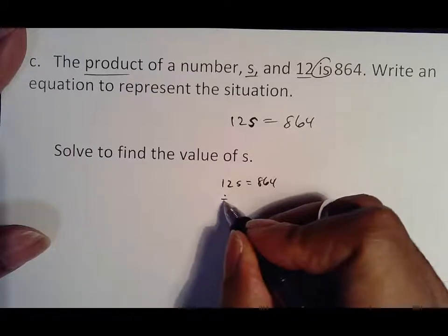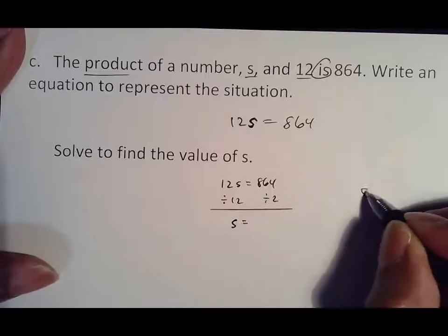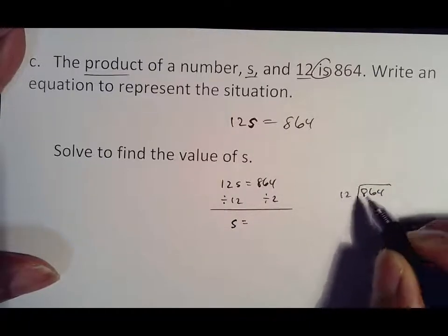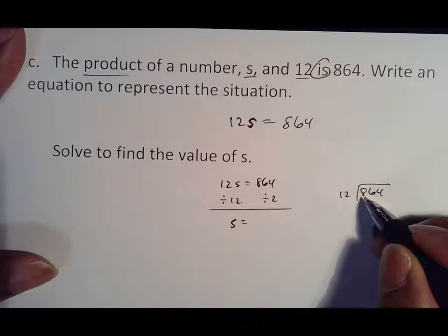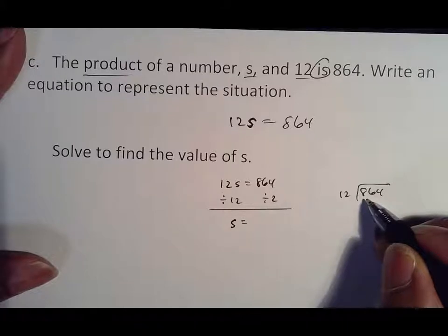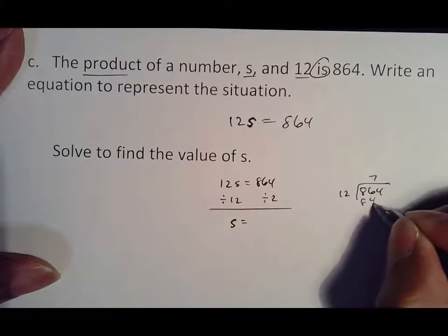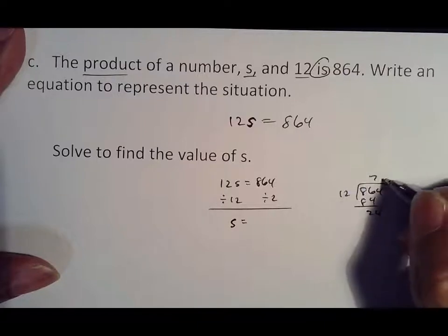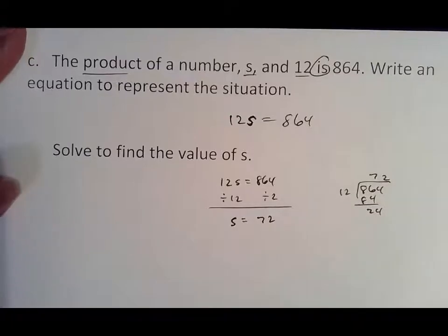Well, I would have to divide by 12 and divide by 12. 12 goes into 86. Let's see, 5 times 12 is 60. So 6 times 12 would be 72. 7 times 12 would be 84. I think it's 7 times. And then 12 goes into 24 twice. So 72 should be your answer.